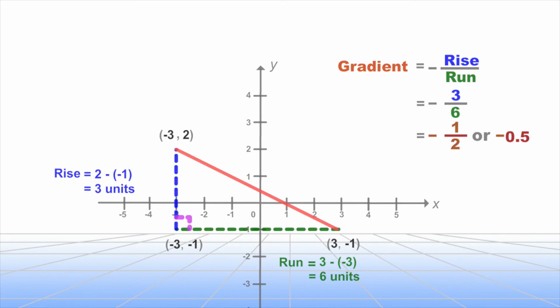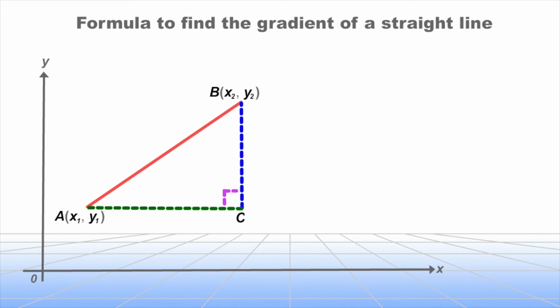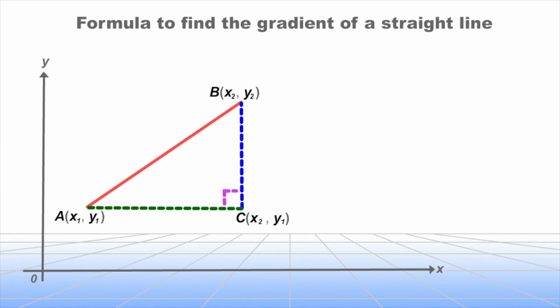We will now find a way to generalize a formula to help us find the gradient of a straight line. Consider this straight line with the two endpoints denoted as (x1, y1) and (x2, y2). Let us draw a vertical line from point B and a horizontal line from point A. Point C is the right angle and the coordinates are (x2, y1). Now, what is the gradient of the straight line AB? We know that the gradient of a straight line equals the rise over the run.